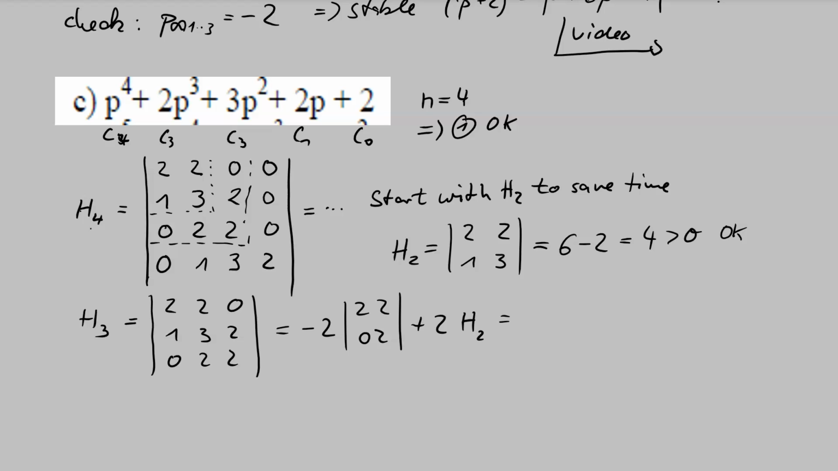So we have minus 2 times (2 times 2 minus 2 times 0), which is minus 2 times 4, plus 2 times 4. Yeah, H2 was 4. And here you see this is 0. And that is not okay. So we can say the system is unstable.